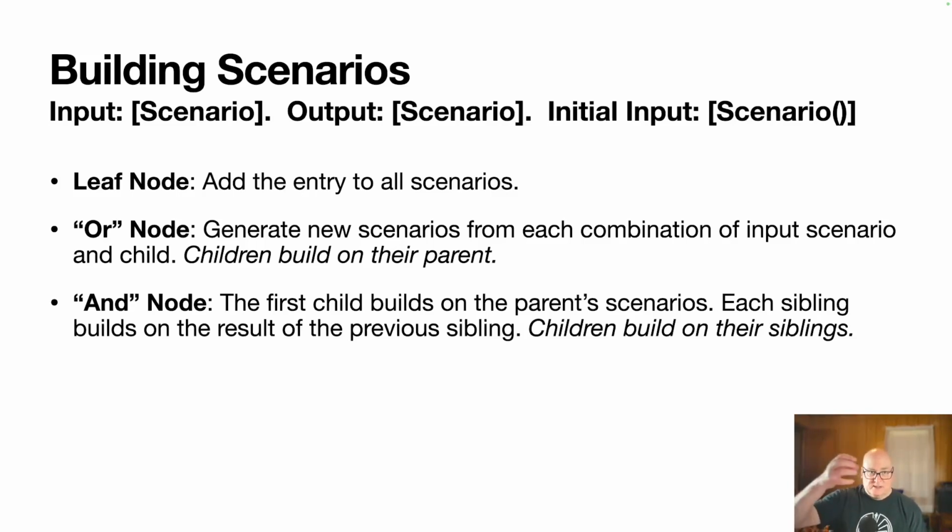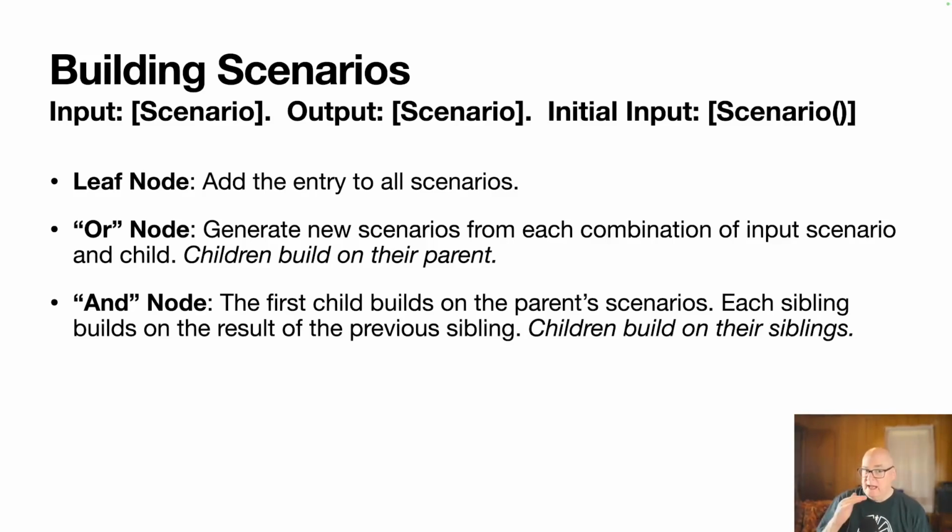The tree has either leaf nodes, which are our streams of income or expenses, or OR nodes. These generate a new scenario from each combination of the input scenario and the child. So if I'm coming into an OR node and I've got 3 scenarios and the OR node has 3 children, I'm going to take each of those 3 scenarios and try them with all 3 children. That's how I end up with 9 scenarios at that point. The takeaway is children build on their parent scenarios. You've got an input scenario, and each alternative builds on that.